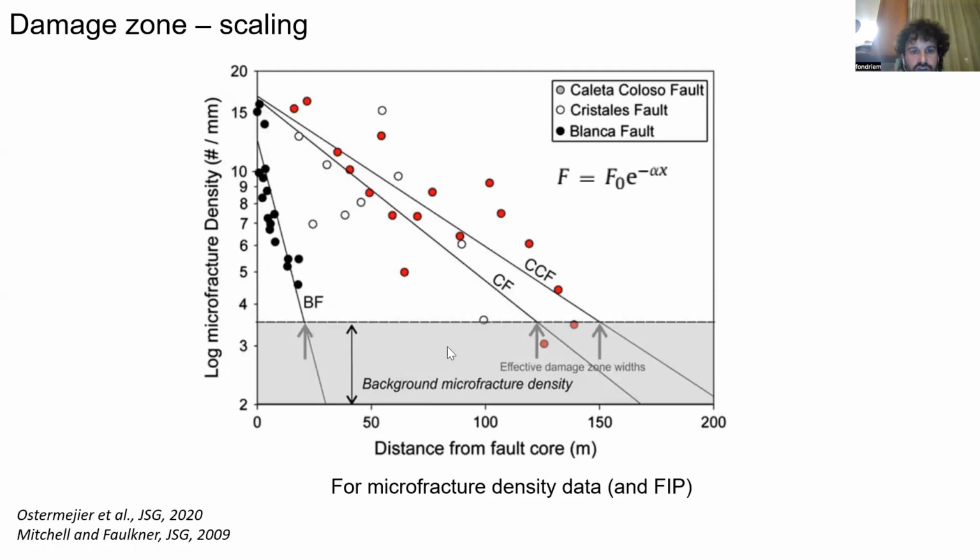Other people do it using not macroscale fractures, but microscale fractures or even sealed fractures, for example, fluid inclusion trails. These are case studies from faults in the Atacama Desert in granitoids again. And again, you can come out with this kind of decay, moving from the fault core toward the host rock. And at some point, you are able to establish the thickness of your damage zone.